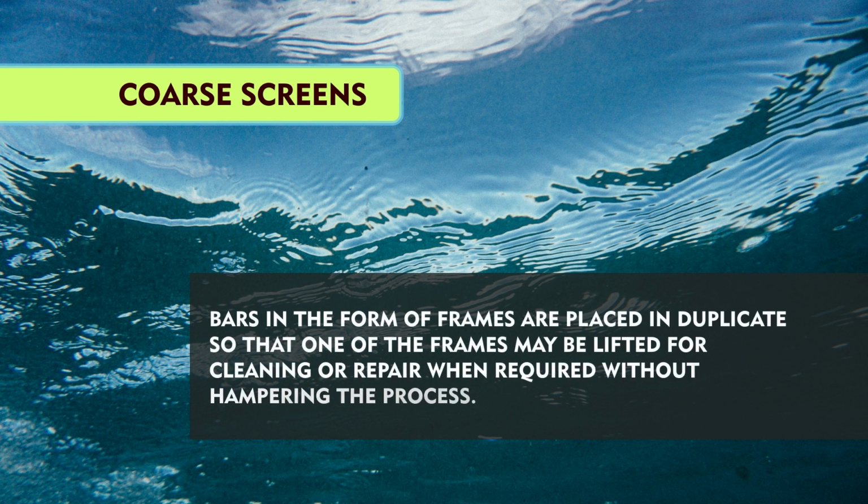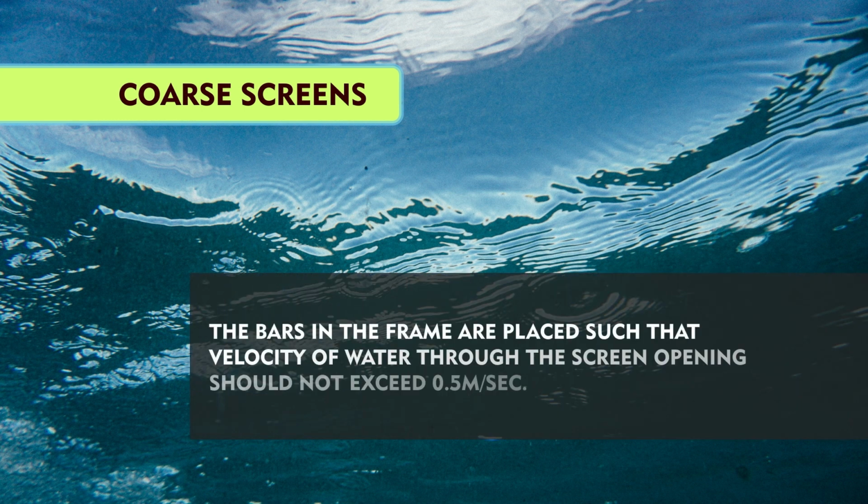Sometimes bars in the form of frames are placed in duplicate so that one of the frames may be lifted for cleaning or repair when required without hampering the screening process. The bars in the frame are placed such that the velocity of water through the screen openings should not exceed 0.5 meter per second.